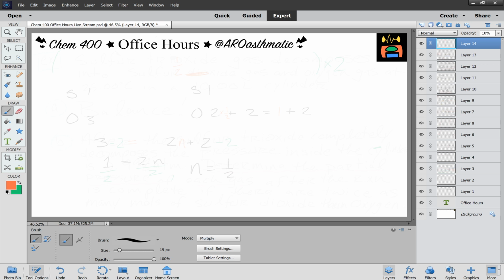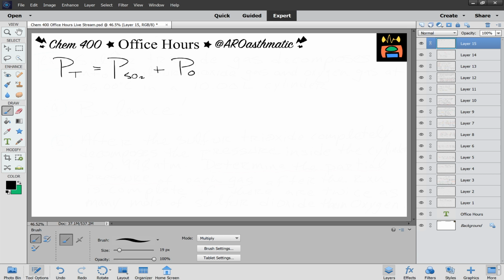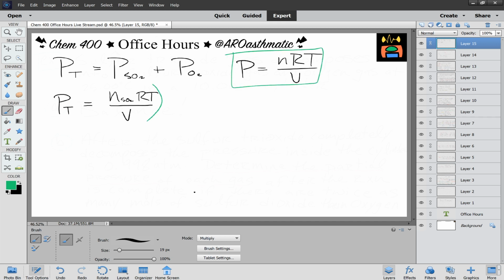So if we take the expression that our total pressure is equal to the pressure of SO2 plus the pressure of O2, and we substitute in the expression we just derived, that the pressure of a gas is equal to the moles times RT divided by V, we get that the total pressure is equal to the moles of SO2 times RT over V plus the moles of O2 times RT over V.